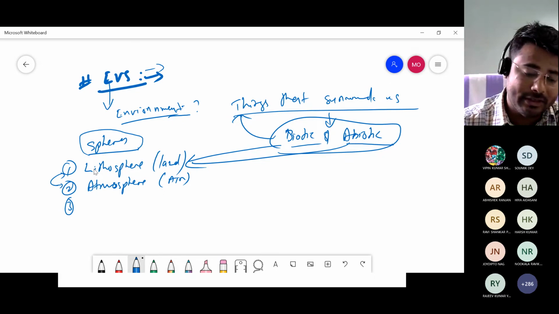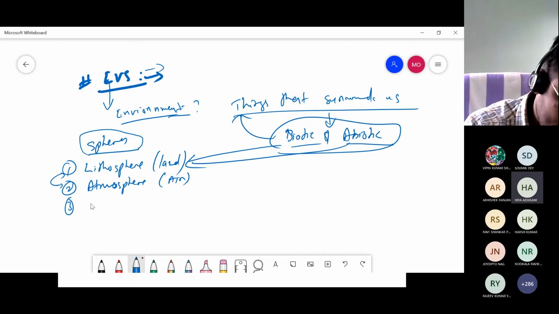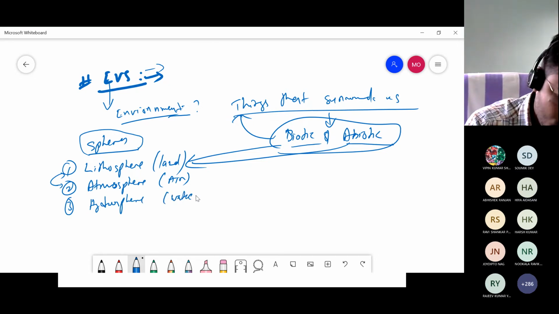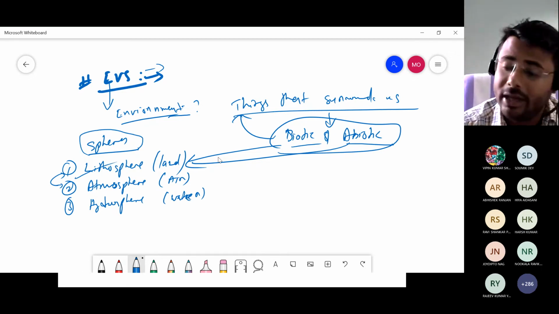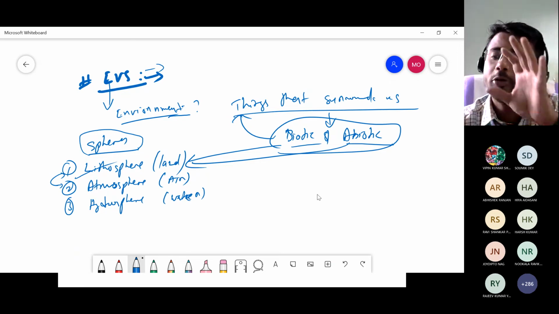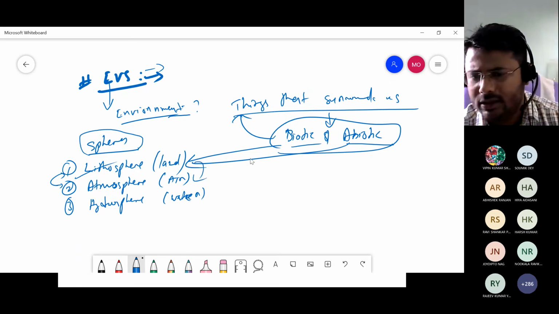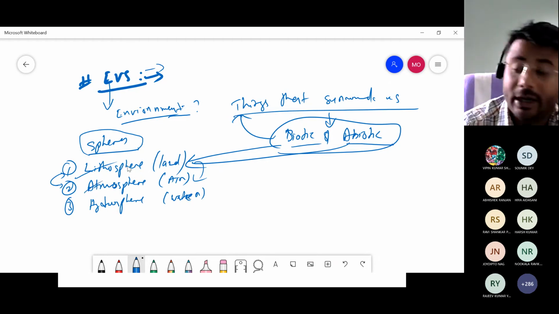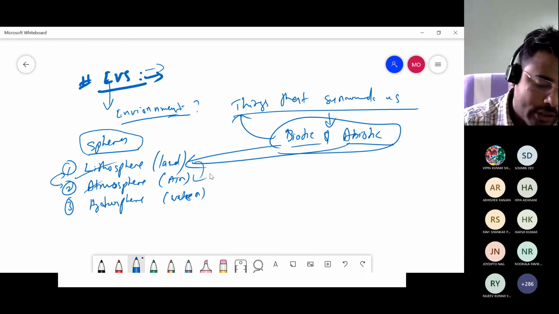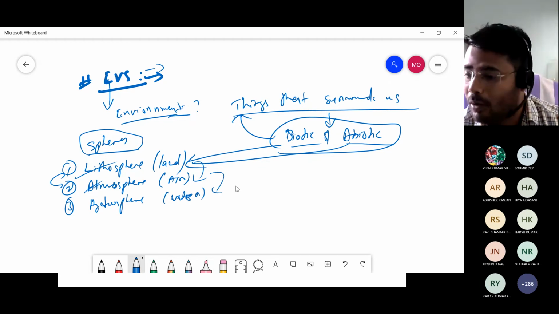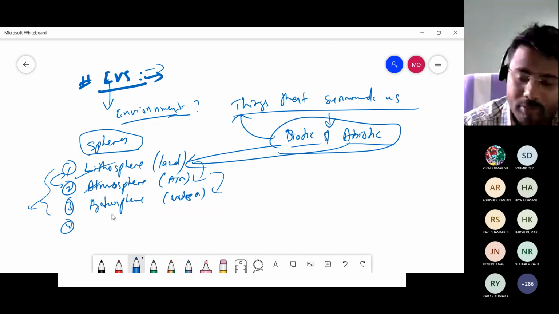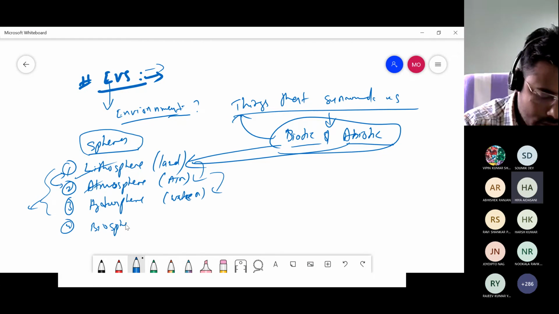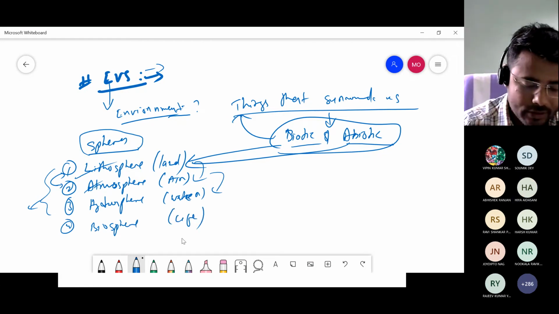So the lithosphere, the land, was firstly created, followed by air. Thirdly, the hydrosphere, that means water. Just because the lithosphere was there, we got the possibility of creating air. Just because the lithosphere and atmosphere were there, we got the possibility of getting water, the hydrosphere. And just because these three were created, we got the possibility of the biosphere, that means life.